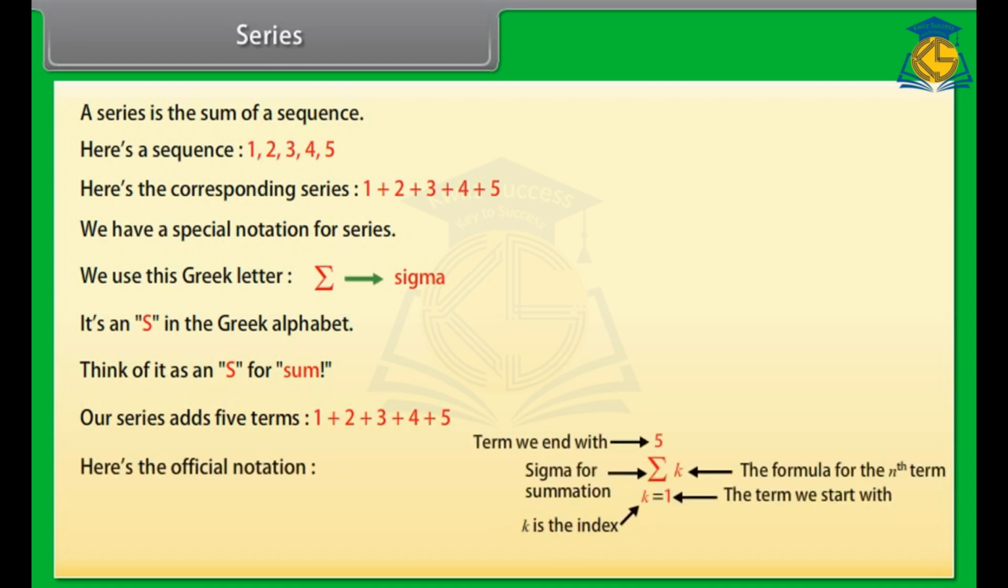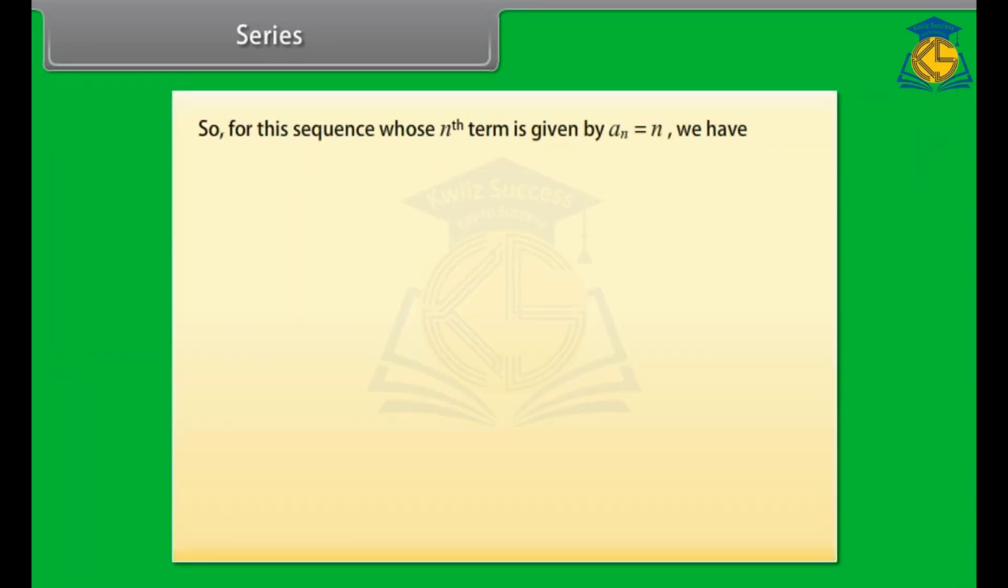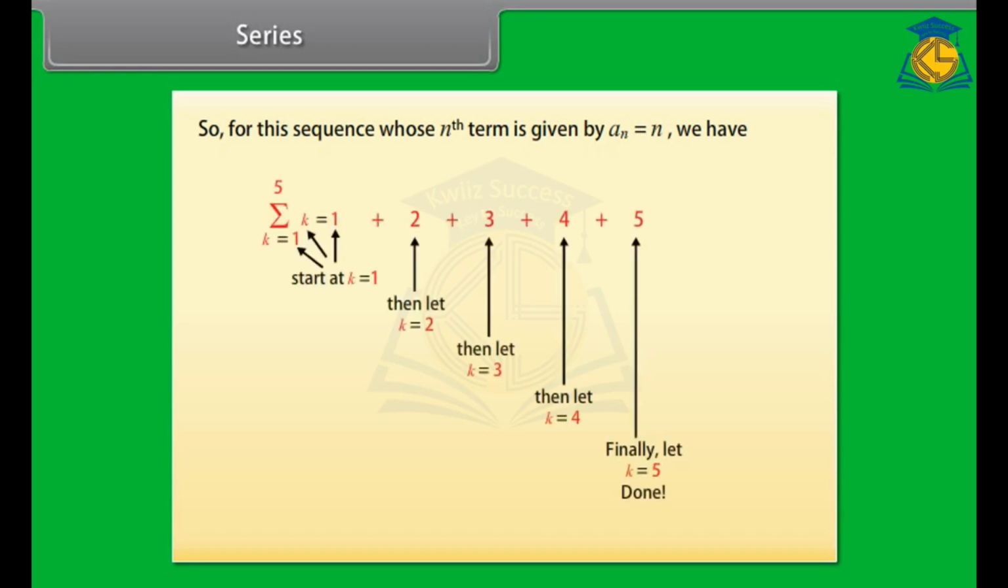Here is the official notation. Summation from k is equal to 1 to 5 of k. So, for this sequence, whose nth term is given by an is equal to n, the summation can be found as given and it is found to be 15.